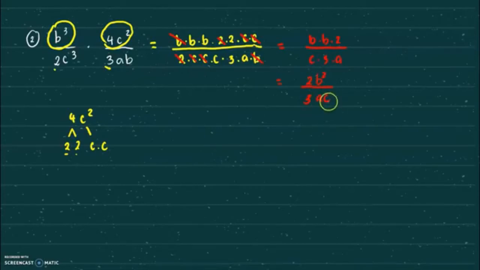And for the denominator, c times 3 times a is equal to 3ac. Now remember, class, that when you write a monomial or a term with two or more variables, make sure that your variables are arranged in alphabetical order. So instead of writing 3ca, the proper way of writing it is 3ac. Okay, so that's it. We are already done. That's the product of b cubed over 2c cubed times 4c squared over 3ab.